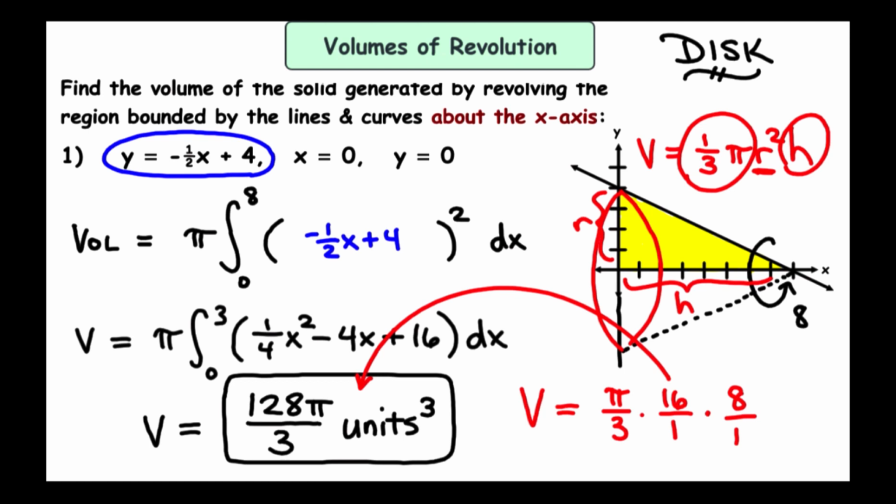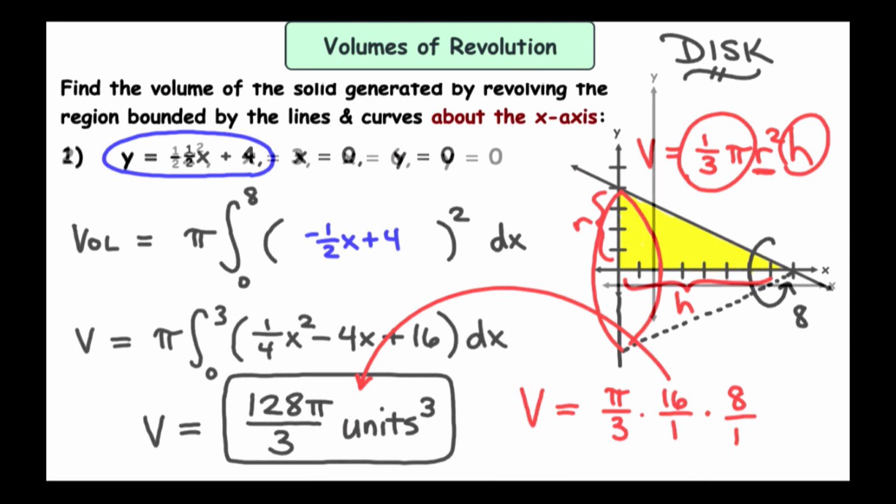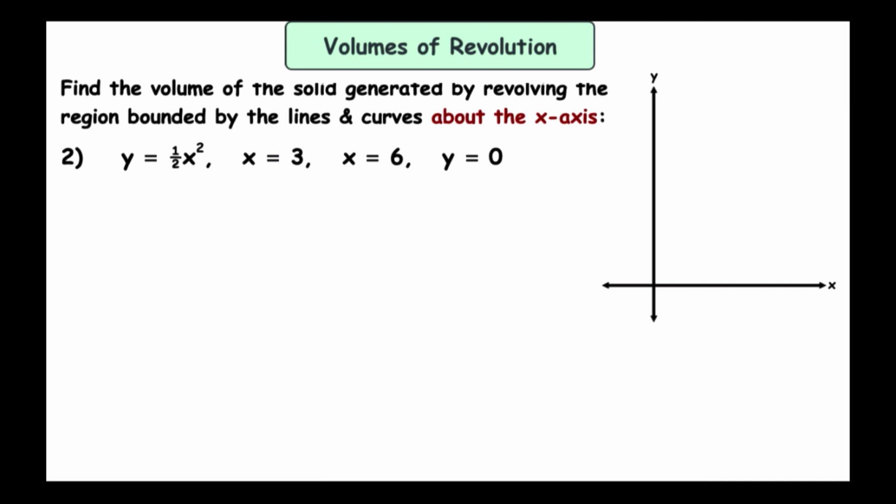All right, fantastic. As you can see, the geometry formula was much easier, which probably leads people to ask, why don't we just use geometry then? Why do we have to integrate? And that's a great question, which is why I invented number 2. Because with y equals 1/2 x squared, which is a bit of a parabola, you're not going to be able to use geometry formulas when you rotate this around the x-axis.